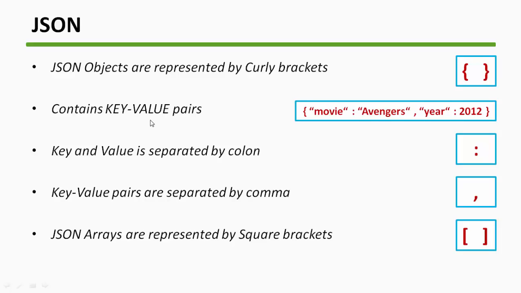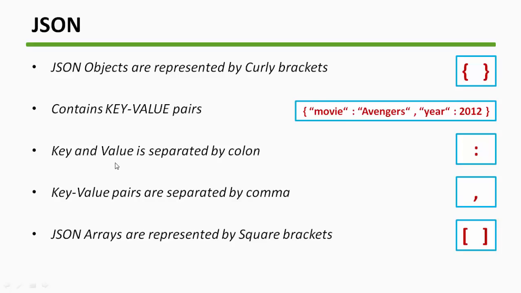Now, what is key value pair? Key value pairs are this. So the key is movie and the value is Avengers. So the data is this Avengers, right? And whenever you want to fetch this data, you must have a key associated with it. If you don't have a key associated with it, you will never know which data you want to fetch. So to get the Avengers, you must know this key movie, or to get the data 2012, which is the year, you must know the key that is here.